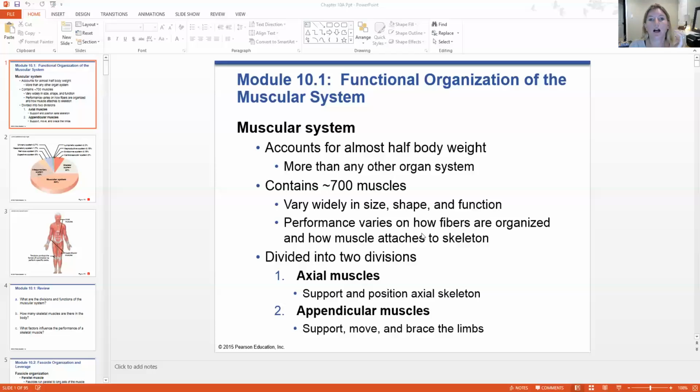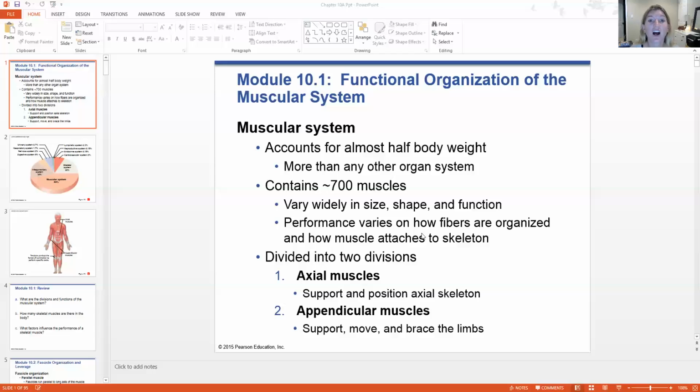We just finished Chapter 9, which was all about the basics of muscle fibers, how they contract, all the types of contractions, types of muscle fibers, etc. Now we're getting into the functional organization of the muscular system itself. So the muscular system accounts for usually more than half of our body weight. Again, depending on your body composition, some people have more muscles than others.